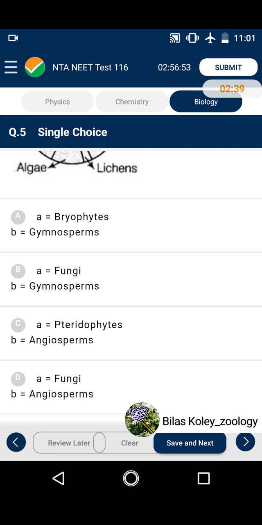And the right options are, and the options are Bryophyta gymnosperm, Fungi gymnosperm, Pteridophytes angiosperm, Pansy angiosperm. In this question, the right option will be option D, Fungi and angiosperm.